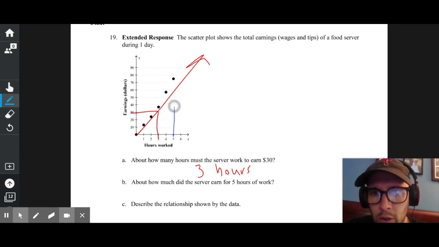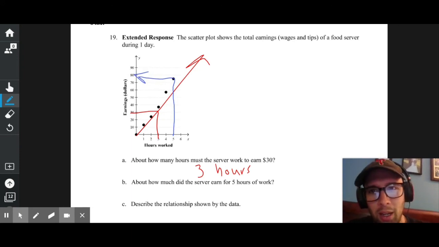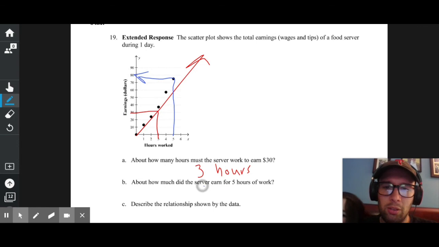About how much did the server earn for 5 hours of work? 5 hours is that dot right there. So we're looking at about, I don't know, what is that, like $78? $78.